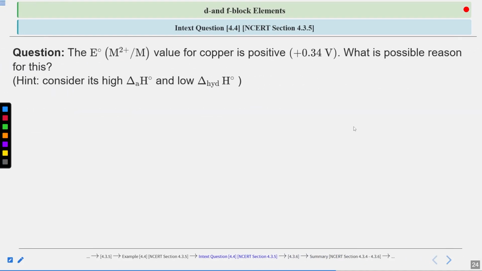Now let's try an exam text question 4.4 covering NCERT section 4.3.5. The question is that E0 for M2 positive to M for copper is positive, that is positive 0.34 volt. What is the possible reason for this? The hint is to consider its high atomization energy and low hydration enthalpy. You have to tell the possible reason behind the positive E0 value for copper. You have been given some time, try to solve this, then we will see the correct answer.